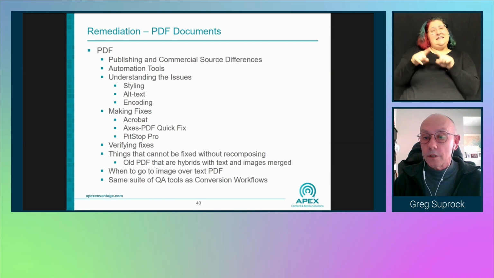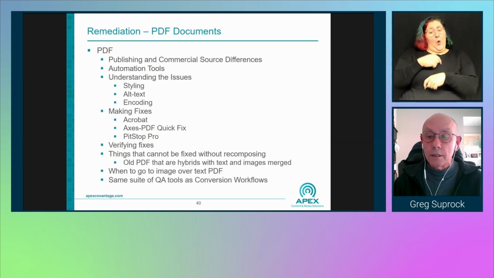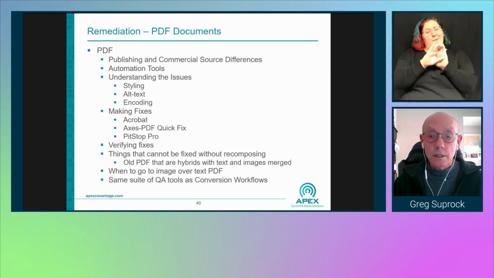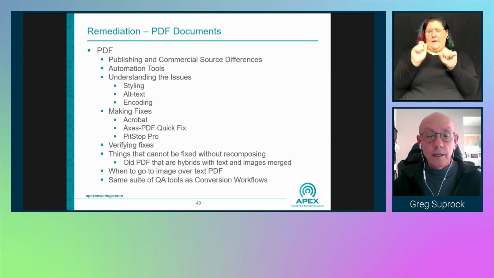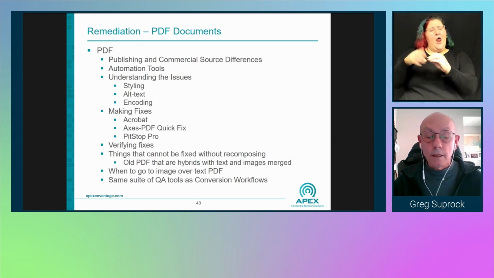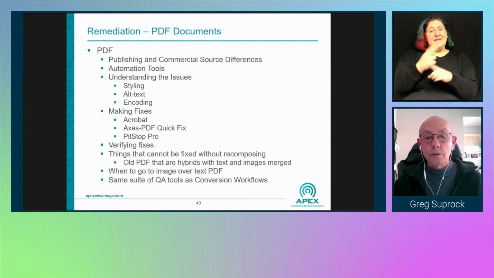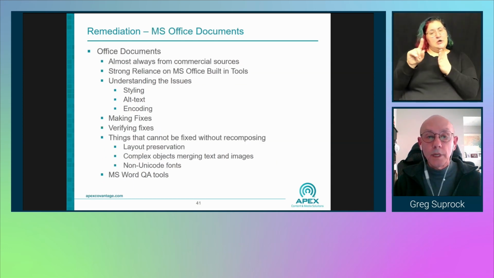We can preserve the same visual appearance to that document as it was in the original source if we go to an image over text PDF, and then all the accessibility tagging and requirements would be met with the content that's underneath of that image. And as I mentioned, we're using a very similar set of QA tools as the conversion workflows when we're doing our checks for PDF remediation.